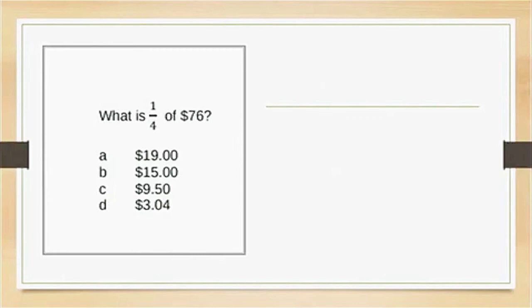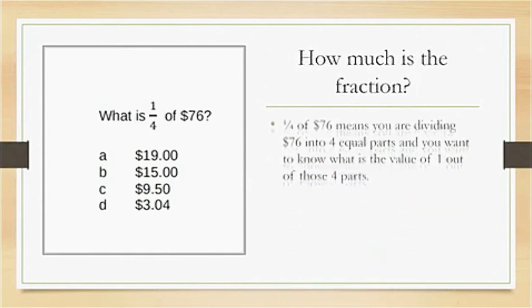Now, what is a quarter of $76? How much is this fraction? So a quarter of 76 means you're dividing 76 into 4 equal parts, and you want to know the value of 1 out of those 4 parts. And it's simply done. 1/4 multiplied by 76 gives us $19.